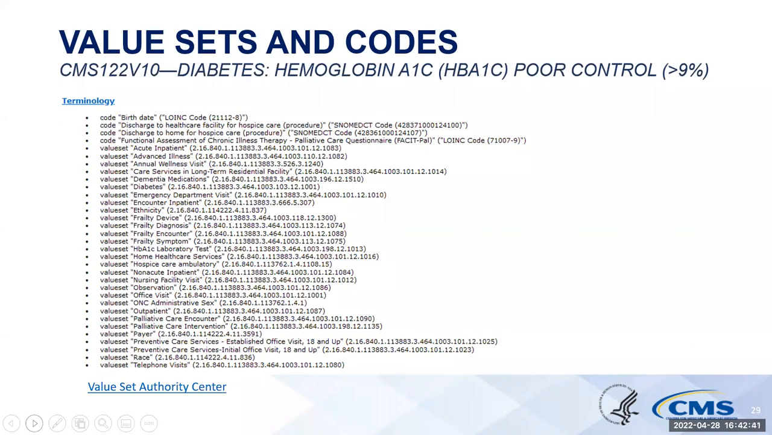And finally, these are the direct reference codes and value sets used in CMS 122, which can be found in the terminology section of the eCQM. You can, again, find and download these or the complete list of codes and value sets at the Value Set Authority Center website.